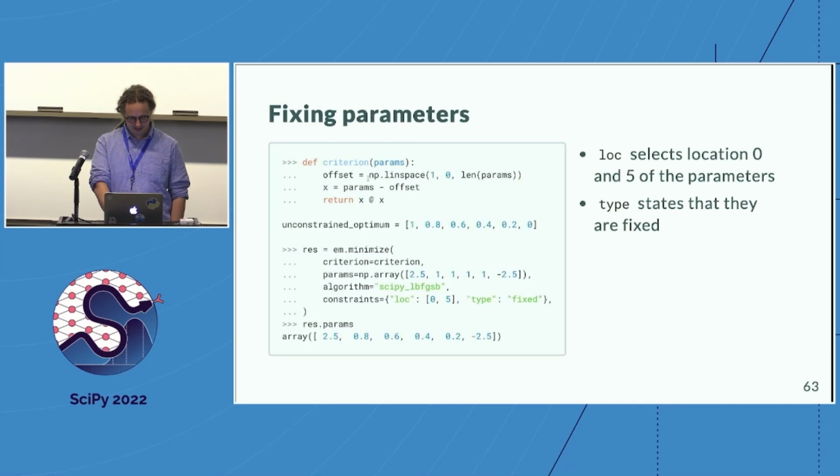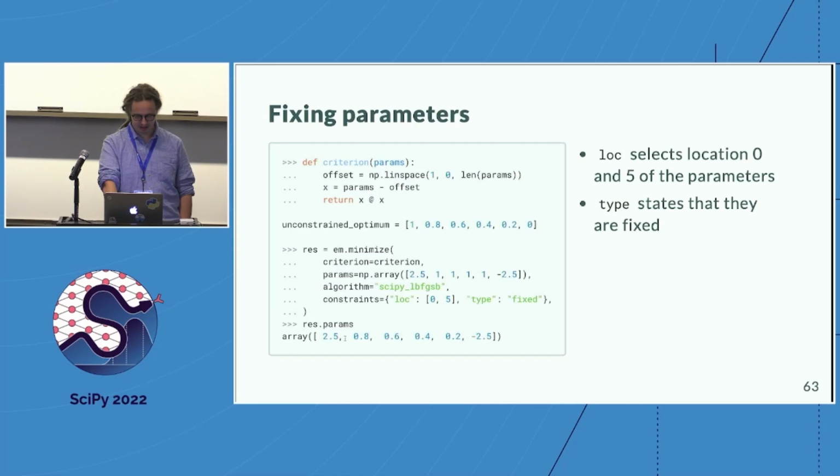Okay, so here we simply fix a few parameters. This criterion function we are going to use for all examples that follow. So it's basically the sphere, but it has some offset. And then the unconstrained optimum is actually 1, 0.8, 0.6, and so on up to 0. And now we have the start parameters, 2.5, 1s, and then minus 2.5. In the loc field of the constraint, we select position 0, this one, and 5, which is this one, and then say type equals fixed. And running the optimization, we actually get that.